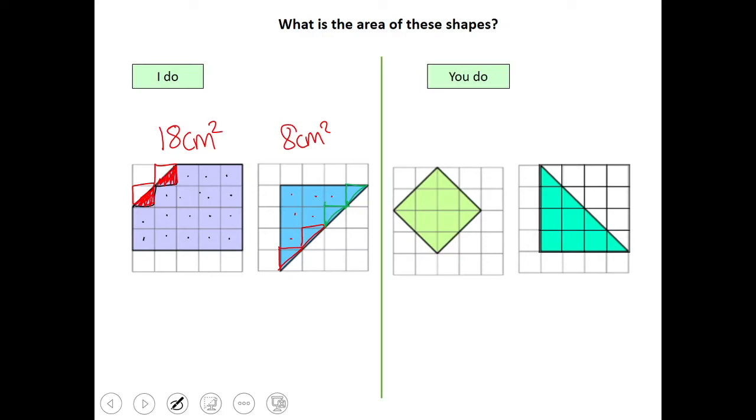Now if I can get you to pause the video and have a go on the two questions at the right and see how you get on. The answers will be on the board when you come back. Right, you should have got 8 centimeters squared for both of the questions. Like I said, remember we always put our units down correctly.